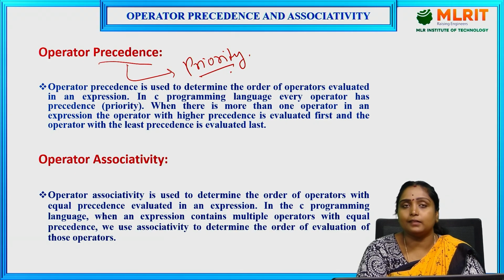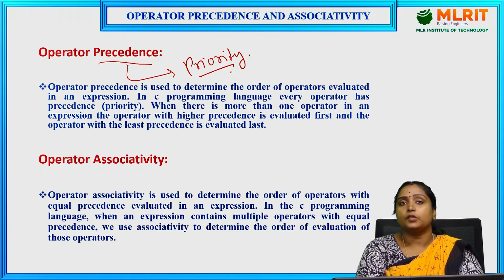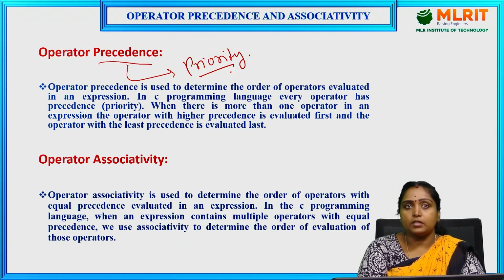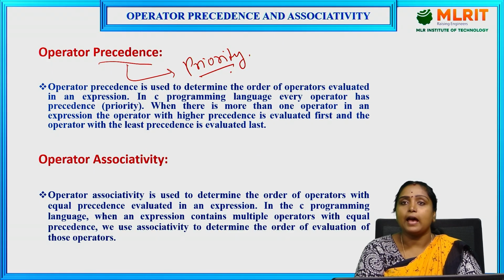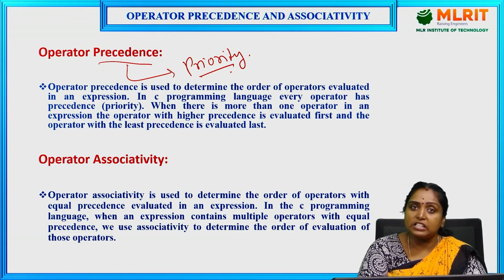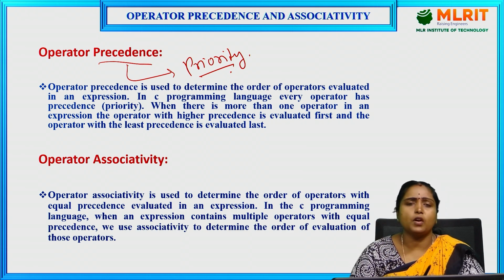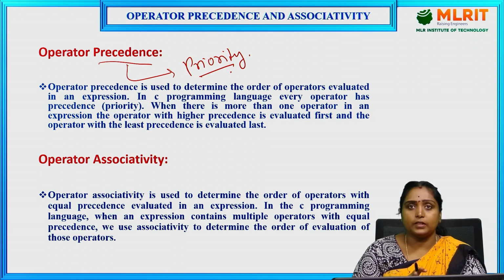Why you have to give the priority, and for which operator you have to give higher priority. That would be based on, in the C language, for every operator you will have the priorities as per the higher orders, or for each operator you will have some priority. So what happens with this priority?